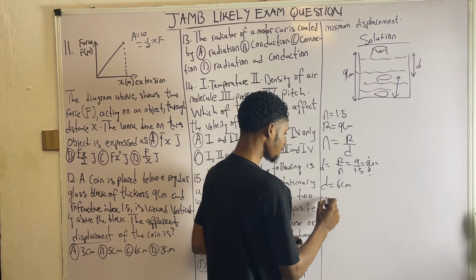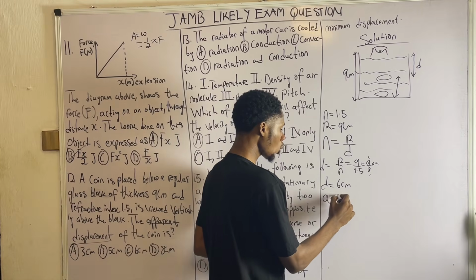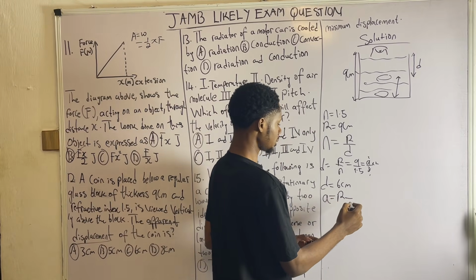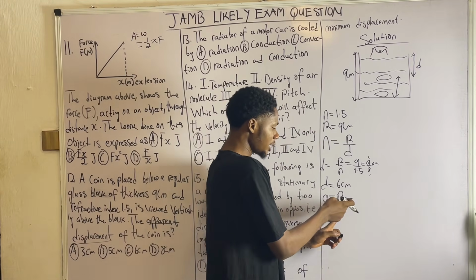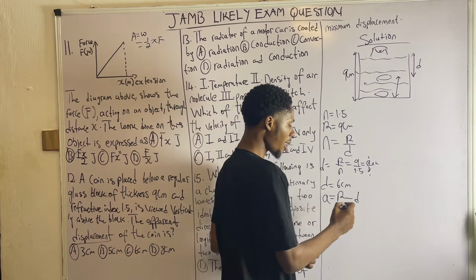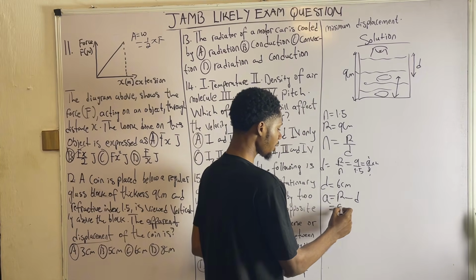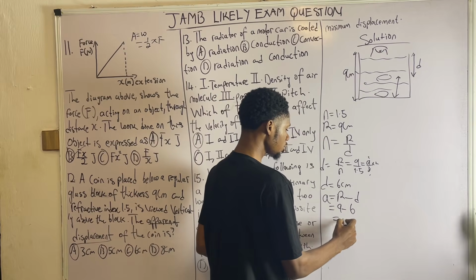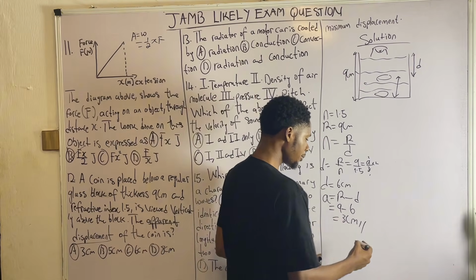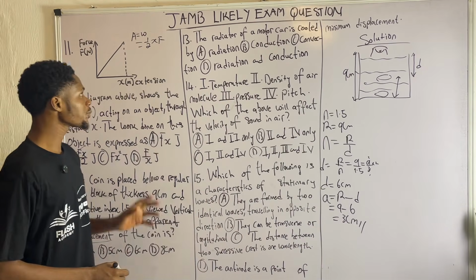Hence, apparent displacement is real depth minus apparent depth. And that will be equal to 9 minus 6, which gives us 3 centimeters. Very, very easy. Okay, let's proceed to the next question.